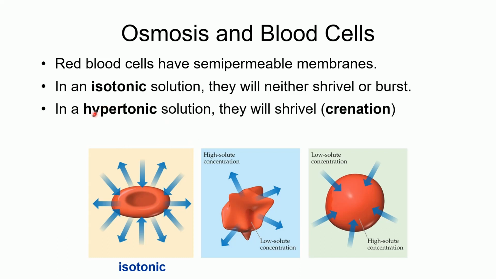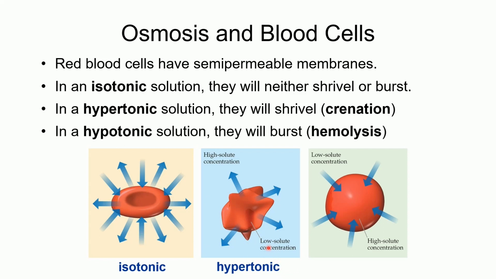However, if you have a hypertonic solution, it has a high concentration of solute outside the cell and a low concentration inside the cell. That will cause the solvent to flow out of the cell and cause it to shrivel up. When that happens to a red blood cell, we call that crenation. All right, so that is hypertonic.